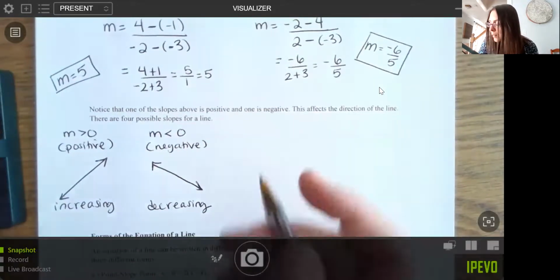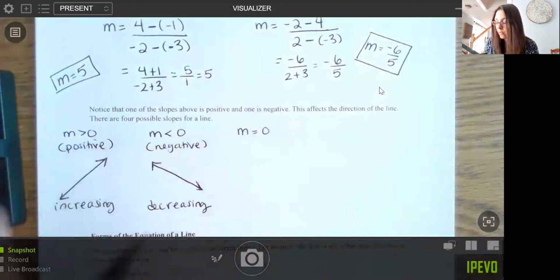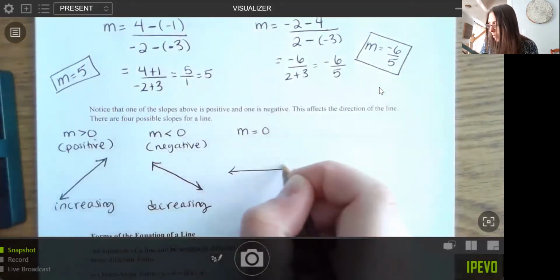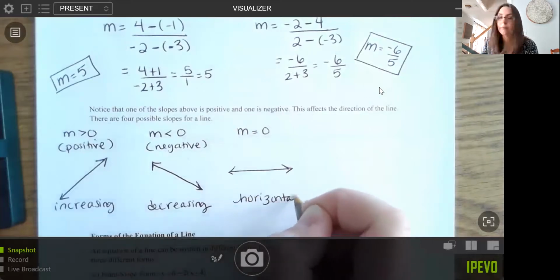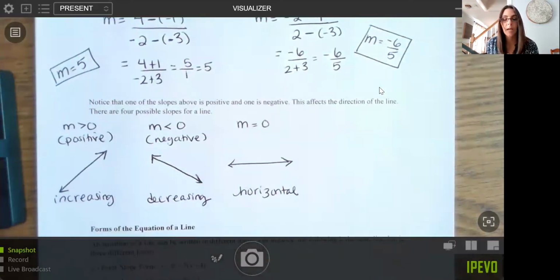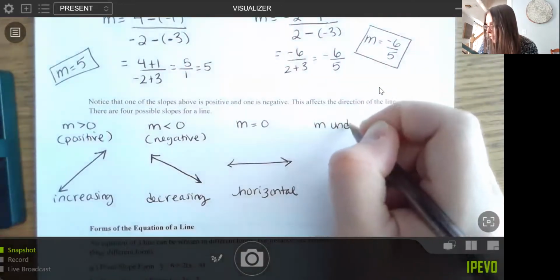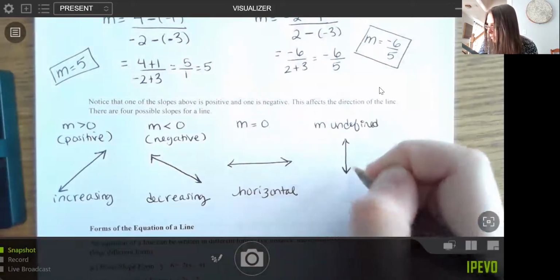Now, the third thing that can happen, which we haven't seen yet, is a slope of 0, right? In between the positives or negatives, you obviously have 0. So a slope of 0 actually gives you a perfectly horizontal line. And there's one other thing that can happen. Your m could also be undefined. And undefined occurs when you have a vertical line.